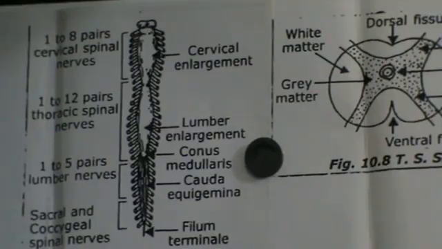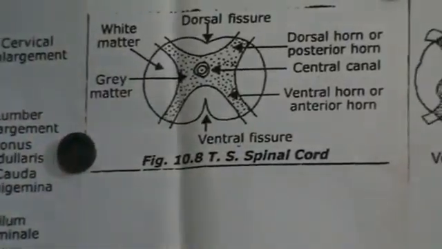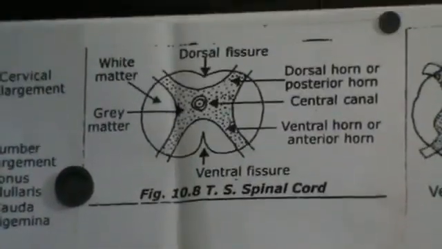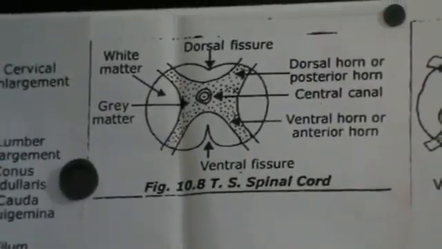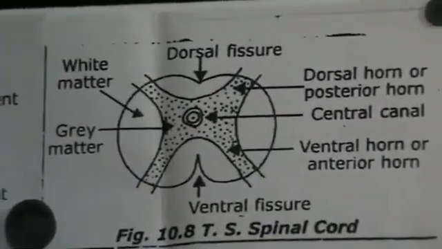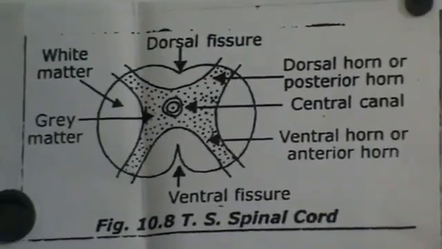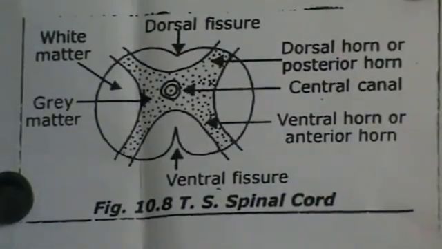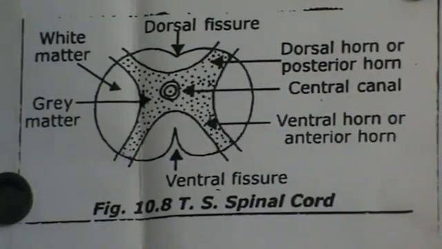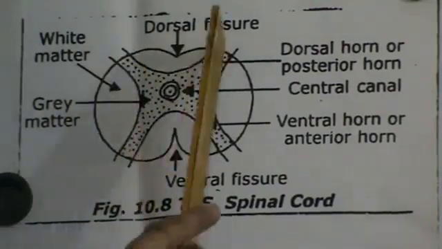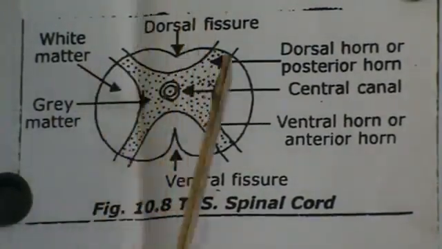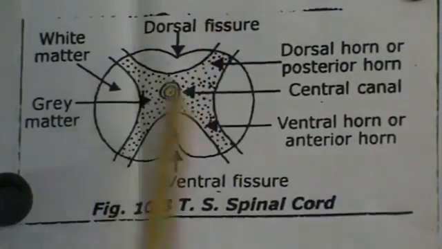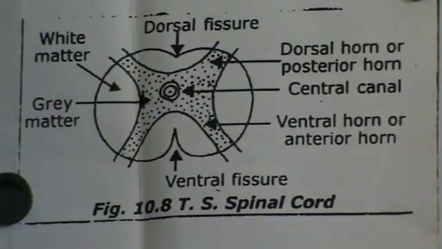Now let's see the TS of spinal cord. Now when I look at the TS of spinal cord, guys, you can see that it shows the following structure. It has an H-shaped grey matter made up of nerve cells within white matter of nerve fibres. So here's your grey matter which is within white matter, and this is H-shaped, right?